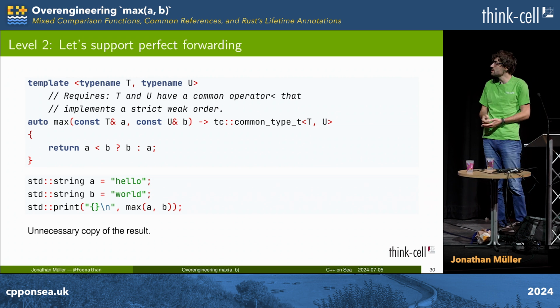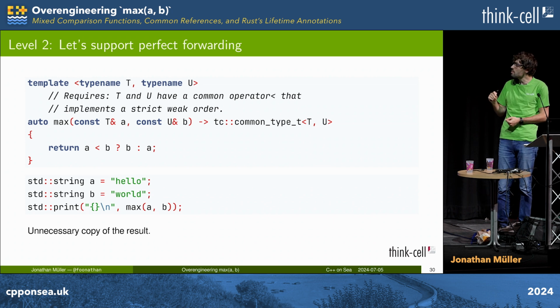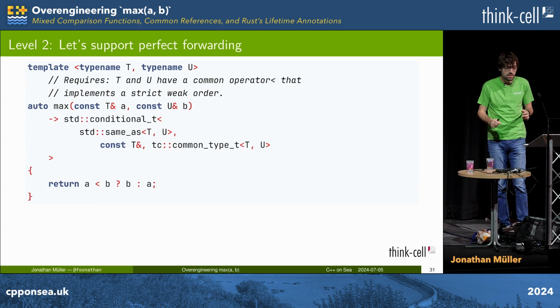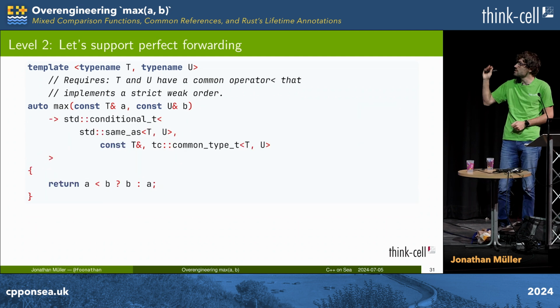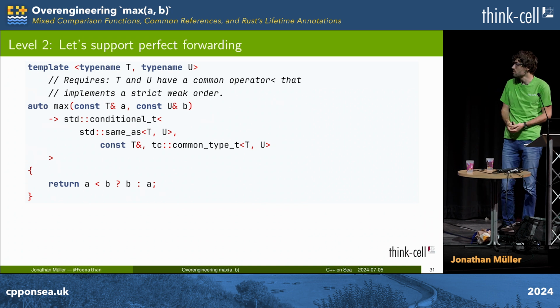This particular case is quite easy to fix because we can see, okay, if T and U are the same type, then we don't need to return the comment type, we can just return a const lvalue reference to that type, right? So something like this. If they're the same type, just return a reference to that type, otherwise return the comment type. And now when we call it with 2 strings, we will simply get the reference out.